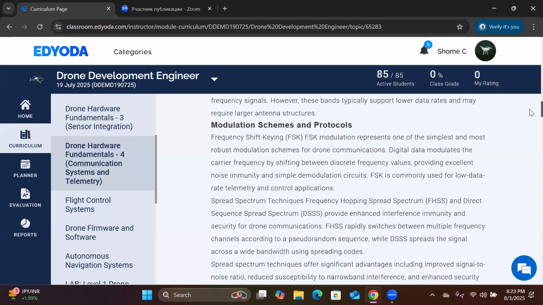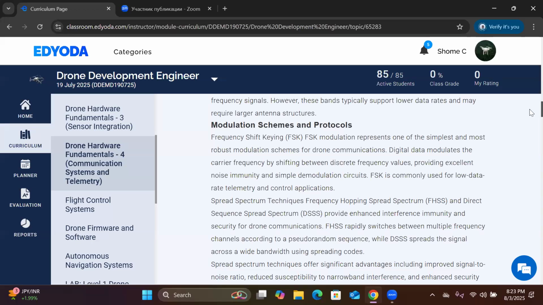Okay, thank you. So now we'll discuss the modulation schemes and protocols. Frequency shift keying modulation represents one of the simplest and most robust modulation schemes for drone communication. Digital data modulates the carrier frequency by shifting between discrete frequency values, providing excellent noise immunity and simple demodulation circuits. FSK is commonly used for low data rate telemetry and control applications.